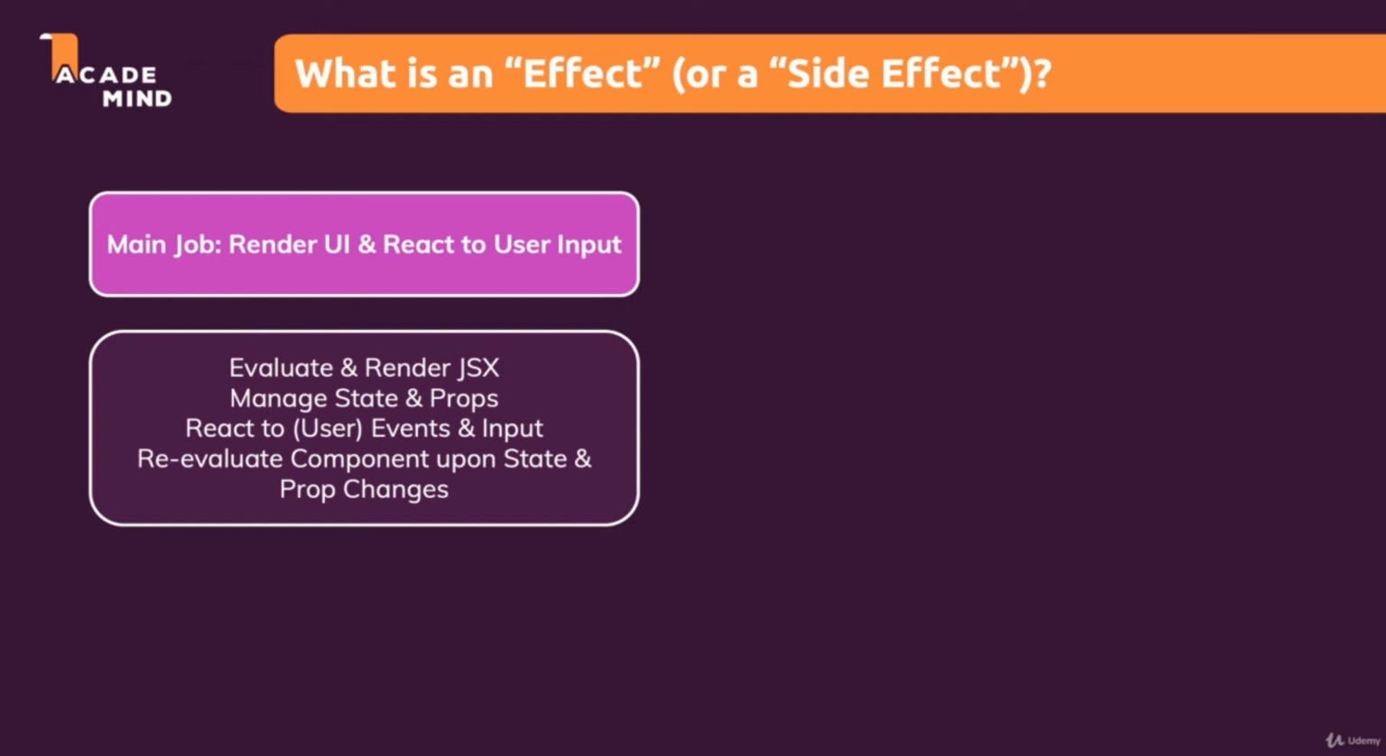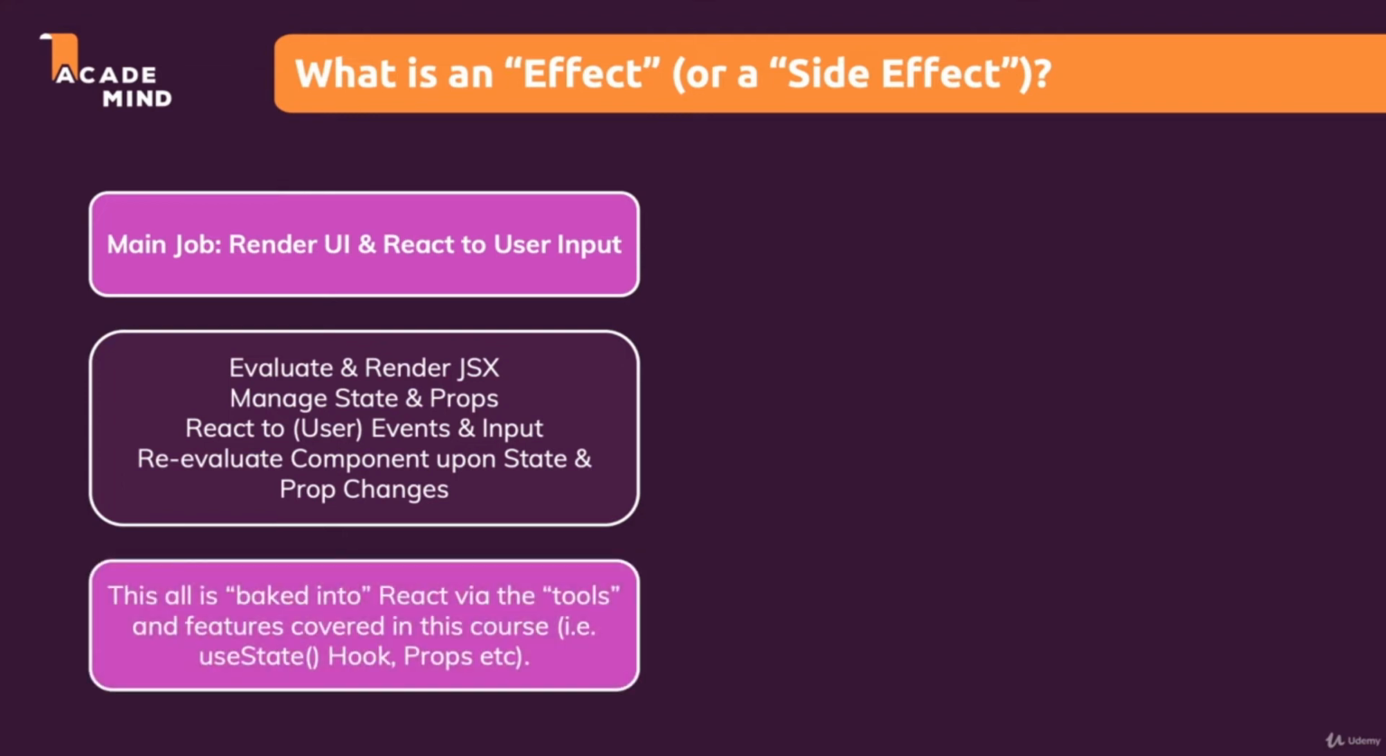We want to evaluate and render the JSX code and the DOM. We want to manage state and props to make sure that every component has the data it needs and that we reflect the user input correctly. We want to react to user events as mentioned. And of course, React is there to also re-evaluate our components and their JSX code and manipulate the real DOM as needed. So that's all baked into React with the tools and features we learned thus far and which we will dive into throughout this course, of course. So something like the useState hook, props, and so on.